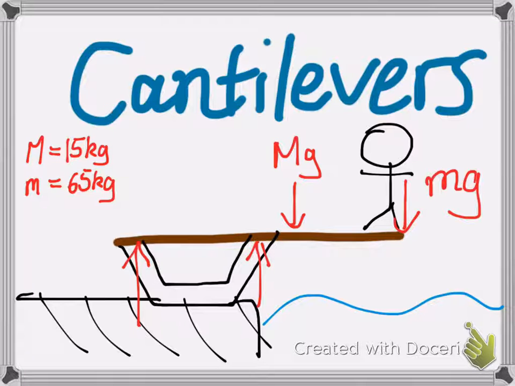Hi, this will be a video about cantilevers and finding the reaction forces on them. Now in this scenario we have a diving board and we were also given the weight force of the plank and the weight force of the person standing at the tip, which are defined by big mg and small mg respectively.